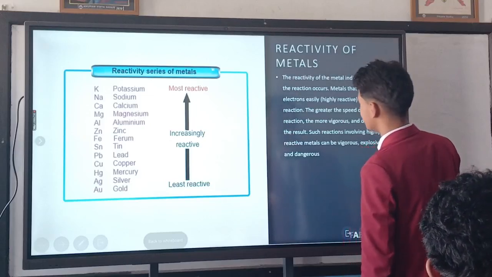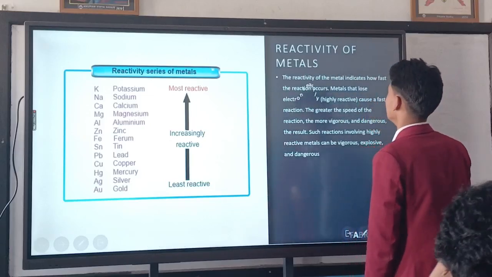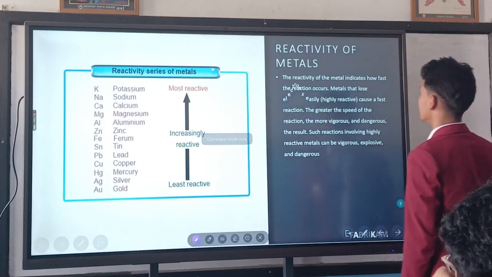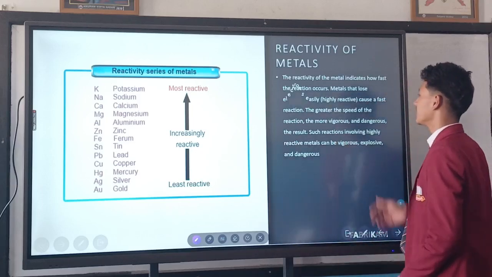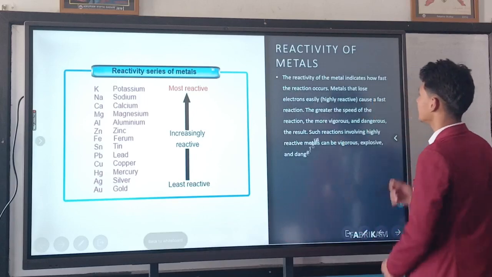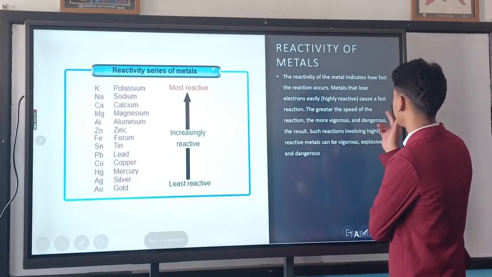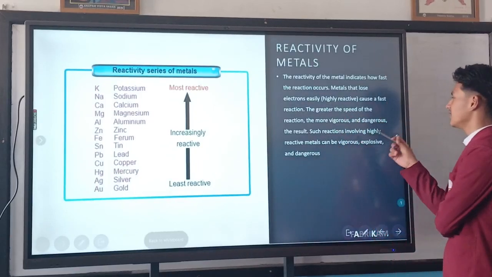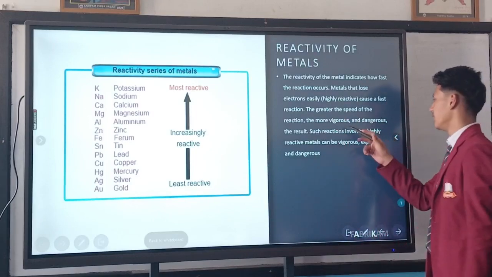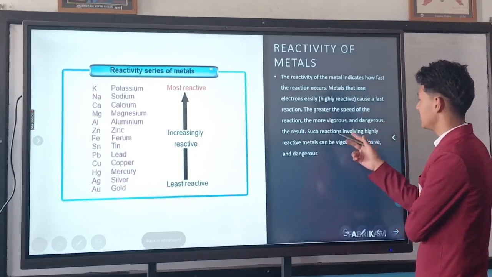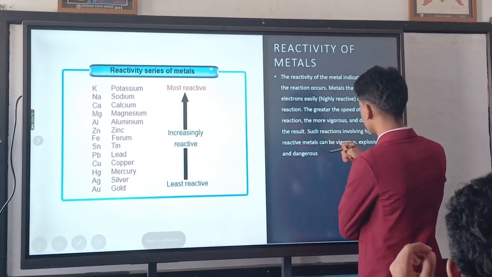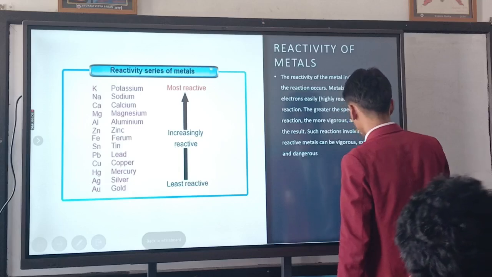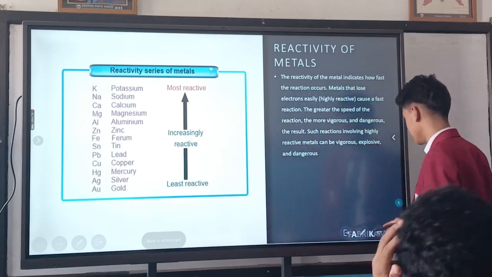Reactivity of metals. The reactivity of a metal indicates how fast the reaction occurs, and a metal that takes electrons easily is highly reactive and causes a fast reaction. The greater the speed of the reaction, the more vigorous and dangerous the result. Such reactions involving highly reactive metals can be vigorous, explosive, and dangerous.